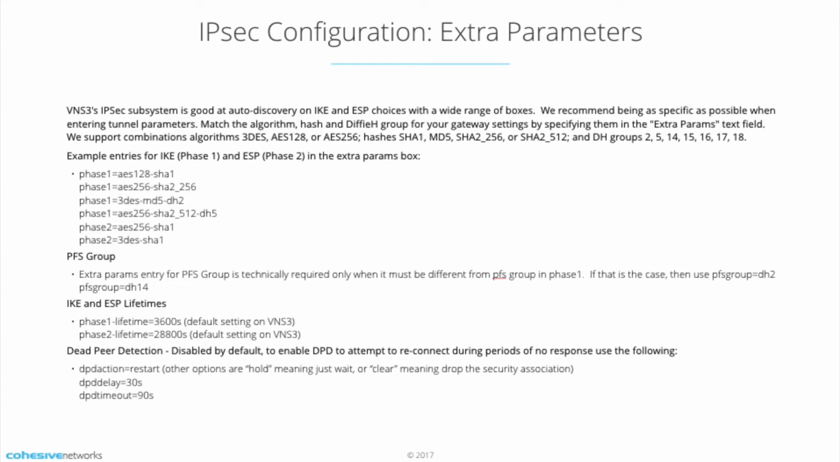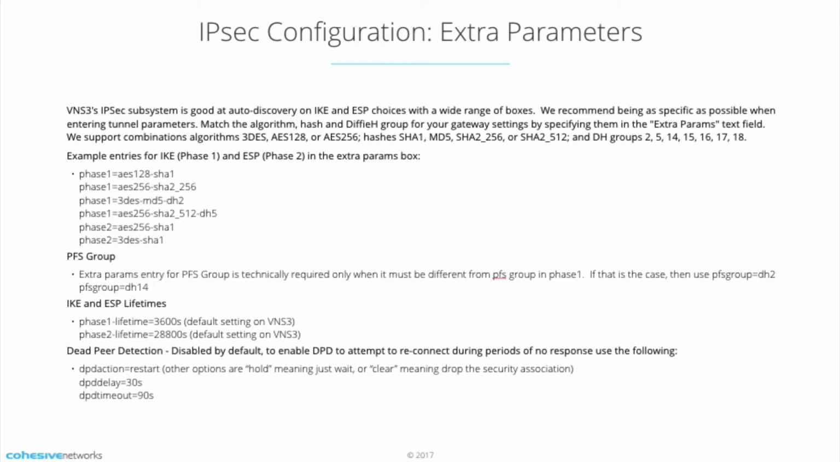So here's some notes, and again, this is from the configuration guide. VNS Cube can do auto discovery of what the other customer is doing. Once you've sorted everything out, even though it's called extra params, put in as specific a match as you can to what the customer is doing. So phase 1 could be like phase 1 equals AES 128 SHA-1. You probably want to put in the Diffie Hellman group as well. So you want something like AES 256 SHA-512 DH5. You want to specify the algorithm, the hash, and the Diffie Hellman.